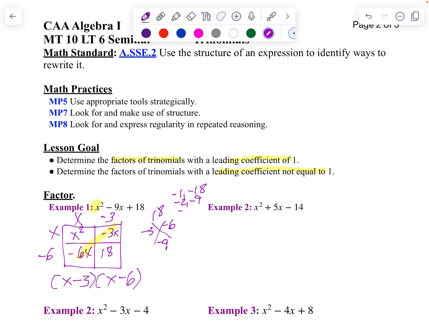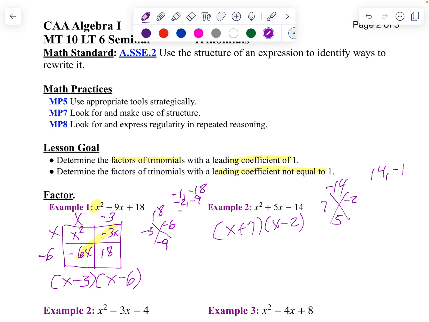So if we take a look at example 2, I'm looking for two numbers that multiply to negative 14, but they add to 5. And that means my bigger one is going to be positive, isn't it? Because I want to add to 5. So if I do some guessing and checking, 14 and negative 1, they add to 13. And then my next one would be 7 and negative 2. So I'm going to say x plus 7 and x minus 2. And we're done. That's what you do.